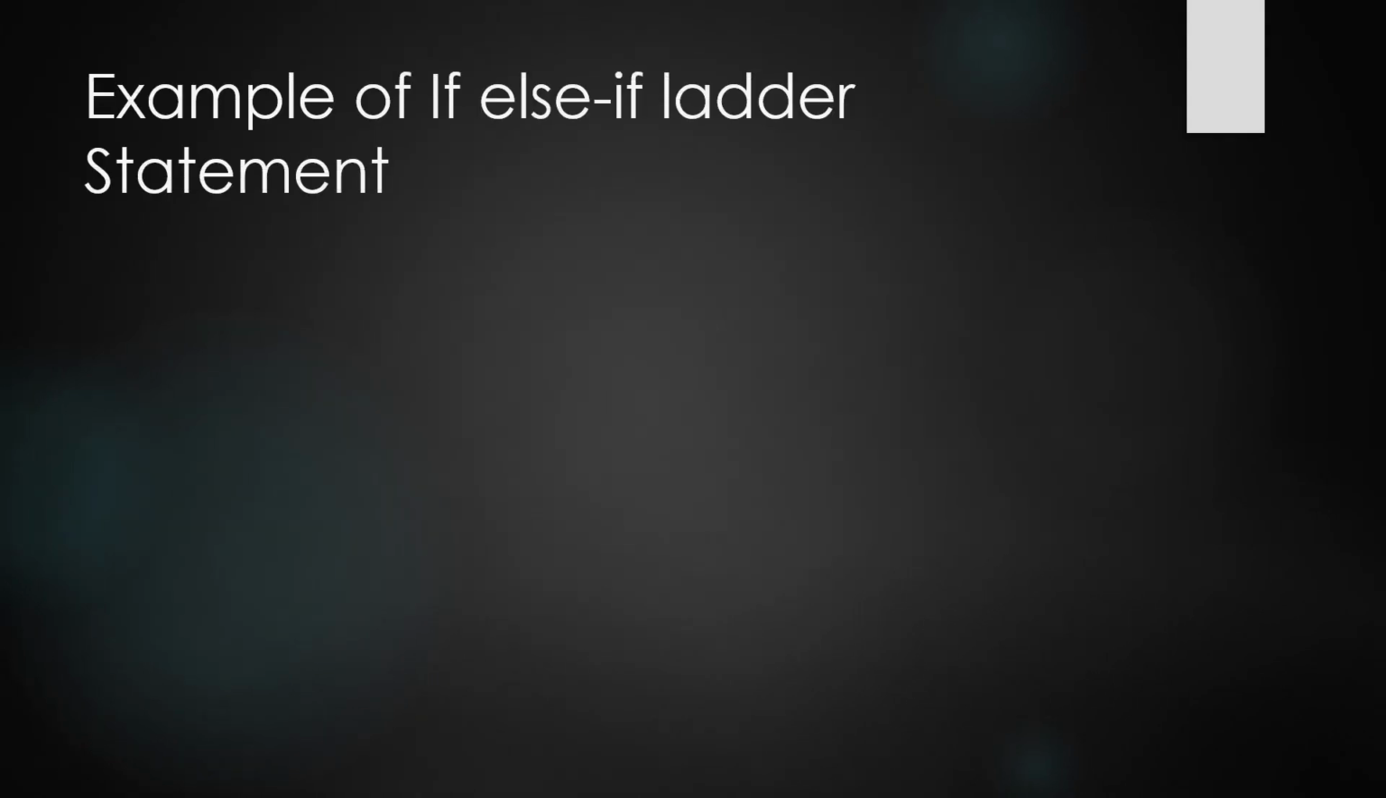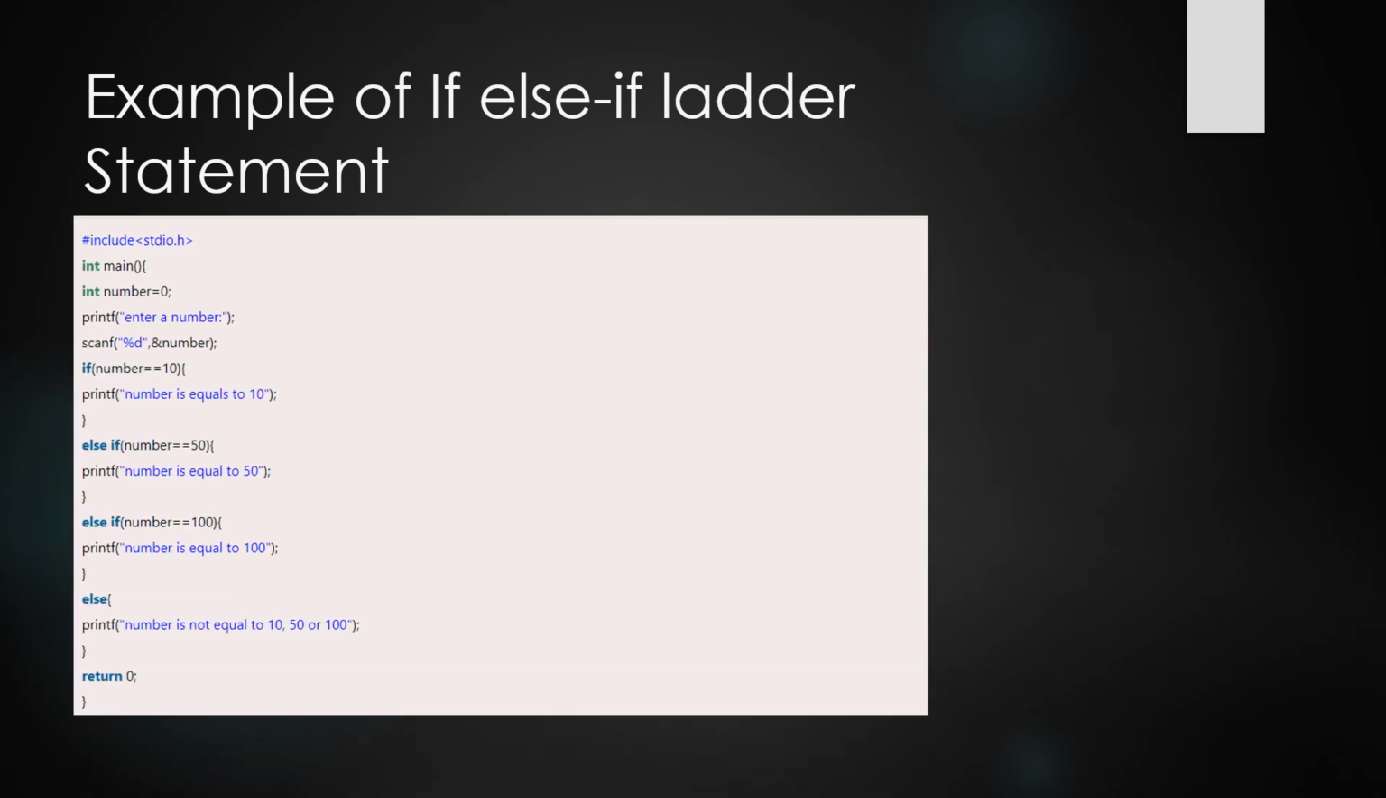The example can be seen from the following code. Here, if a number is equal to 10, then that would be printed. If the number is equal to 50, then the statement would be printed as number is equal to 50. Else if the number is 100, then the statement would be printed as number is equal to 100. And if none of them is true, then the statement would be printed as number is not equal to 10, 50 or 100.